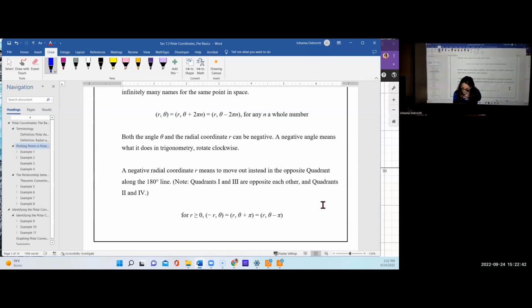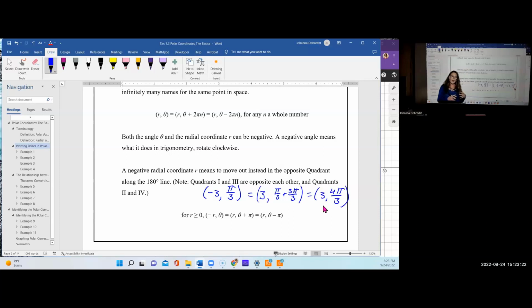So let's go ahead and practice what this would be. Let's say we did -3, pi over 3. Well, according to this formula that you see down here, this has to be the same as 3, and then taking pi over 3 and adding pi to it. So pi over 3 plus pi would be pi over 3 plus 3 pi over 3, which is 4 pi over 3, which would leave you out here at 3, 4 pi over 3.